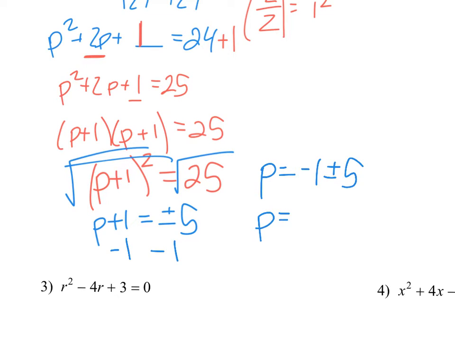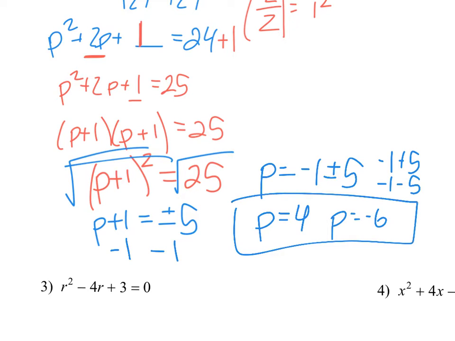So you're going to get negative 1 plus 5 is 4, and negative 1 minus 5 is negative 6. So let me show my work. I did negative 1 plus 5 and negative 1 minus 5. And those would be your answers for number 1, for the first example, okay? So by creating a perfect square trinomial here, I can quickly factor it down and then take the square root.